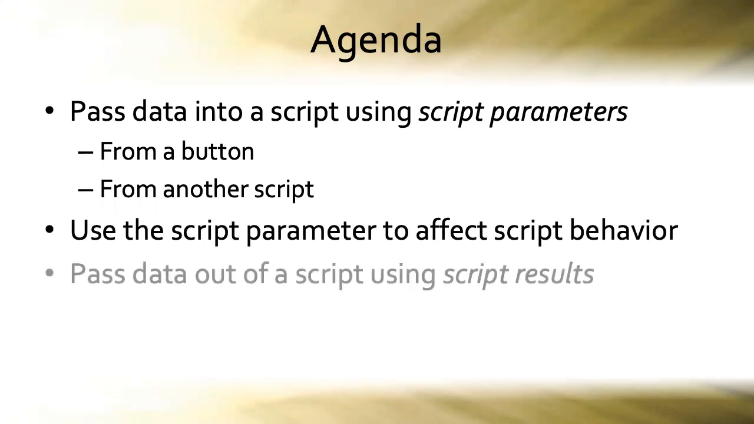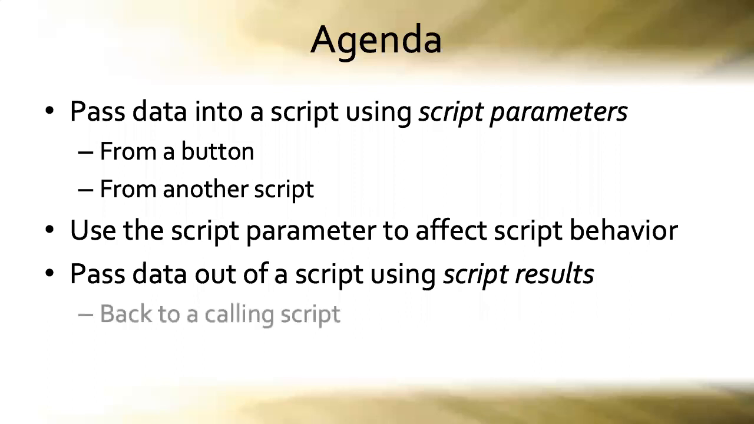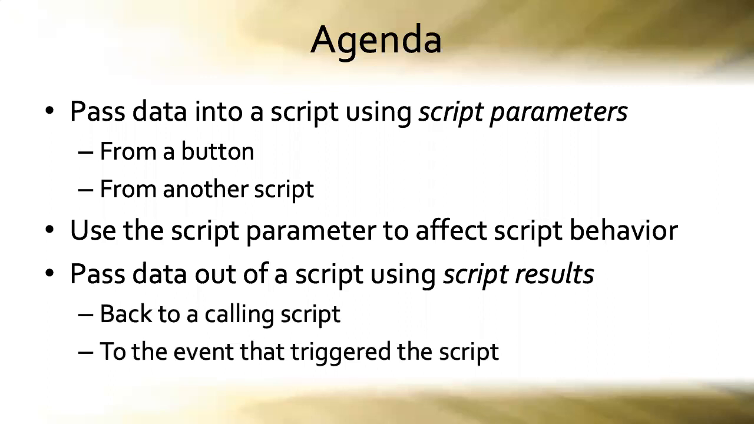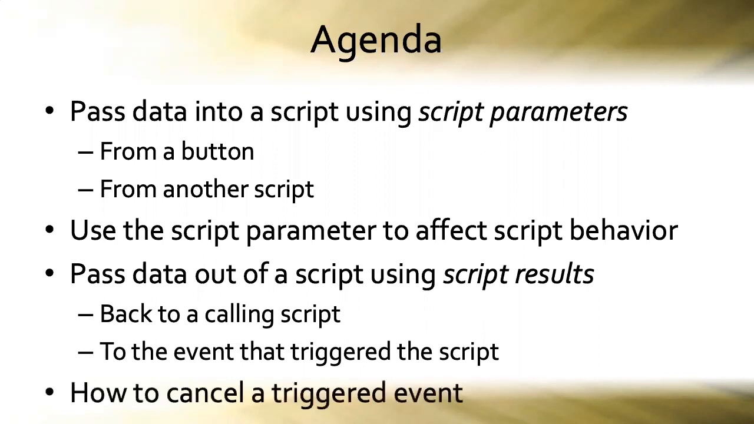Next, we'll learn how to pass data out of a script using script results, both back to a calling script and to the event that triggered the script. And that, of course, will lead us to want to know how to cancel a triggered event.